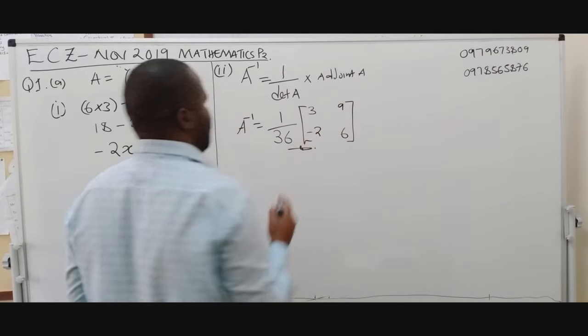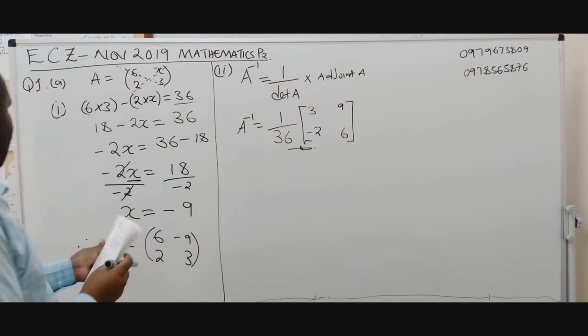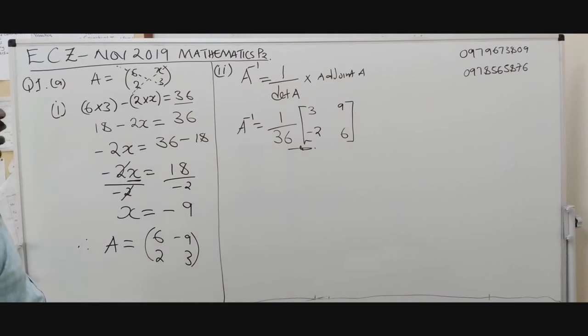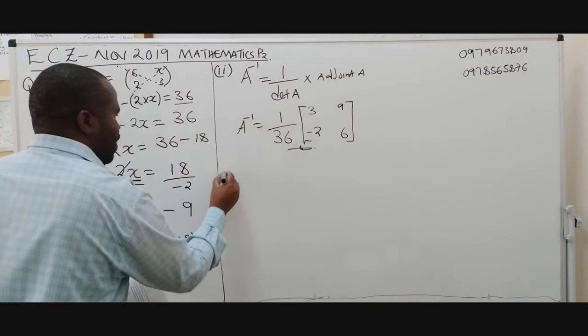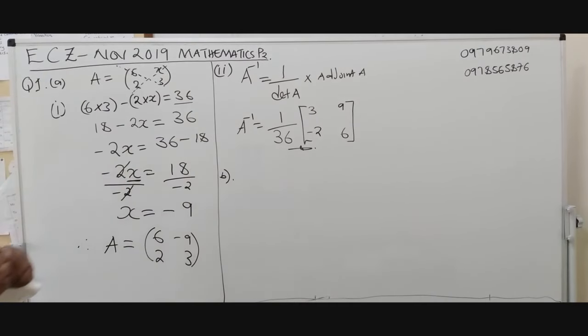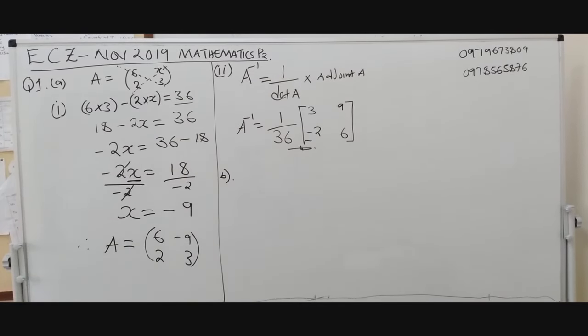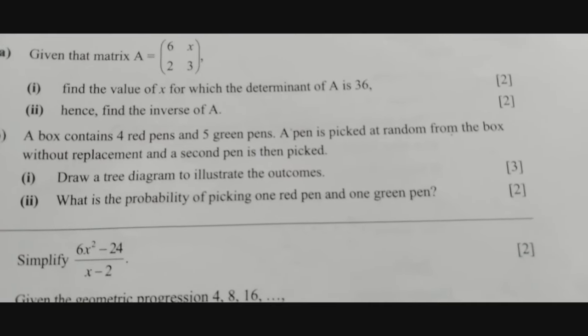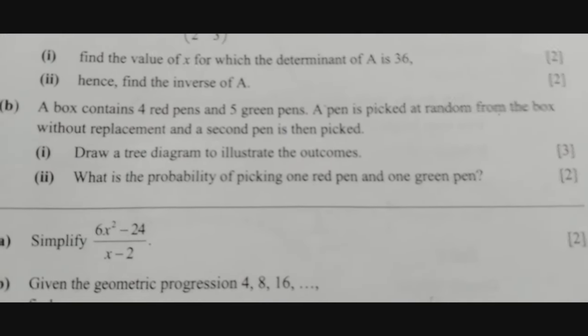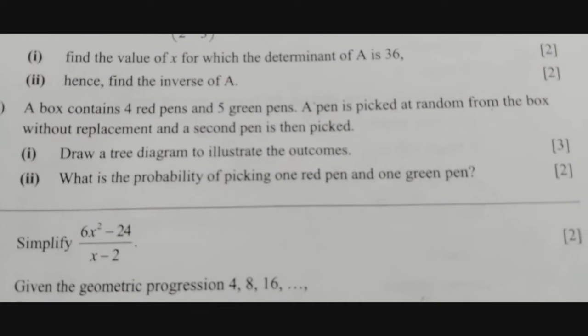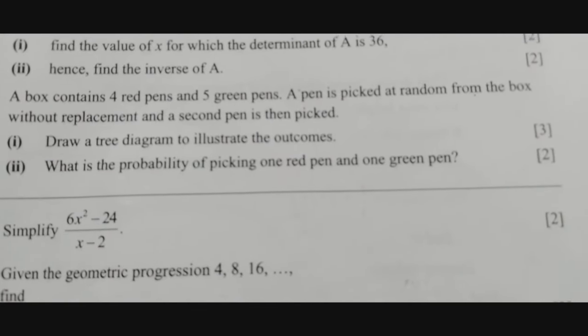You can end here. Alright? That is the answer for A. Okay? If you want, you can multiply there. Let's go to B. Okay? B. Right? Okay, so you can copy B. Pause the video. Copy B. Alright?